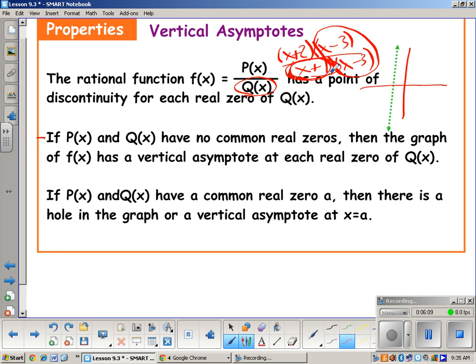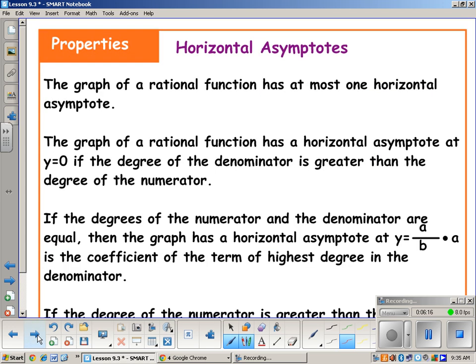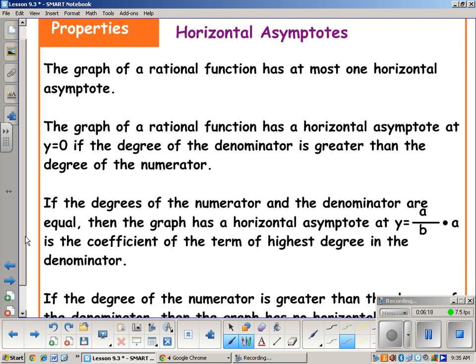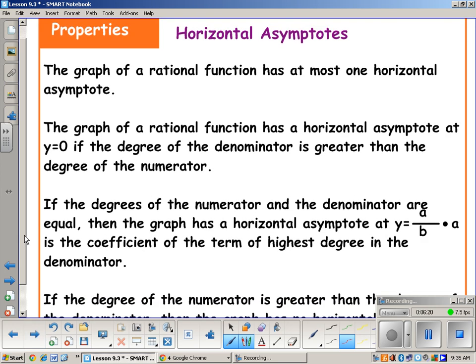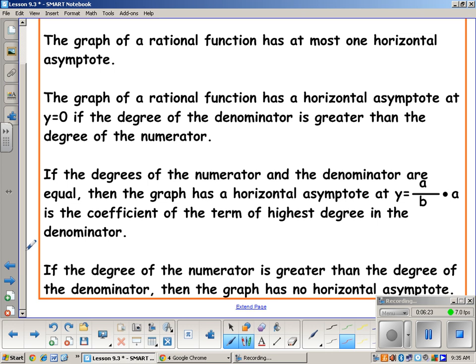All right. We'll look at that. Let's turn the page. Copy down the horizontal asymptote rules. Can I cover up the title, horizontal asymptotes? Yes, sir. Then we can get it all on the screen.